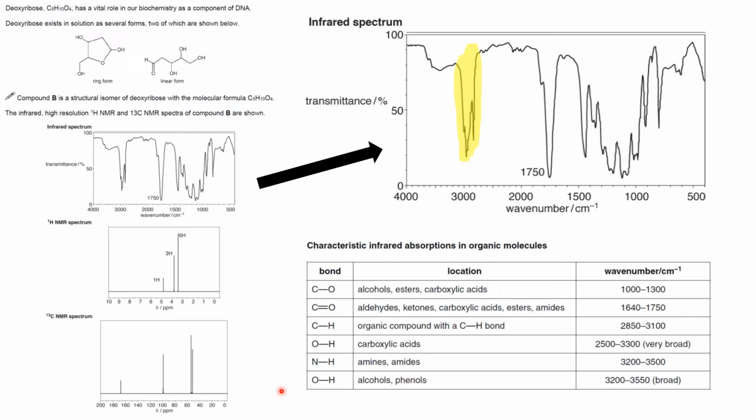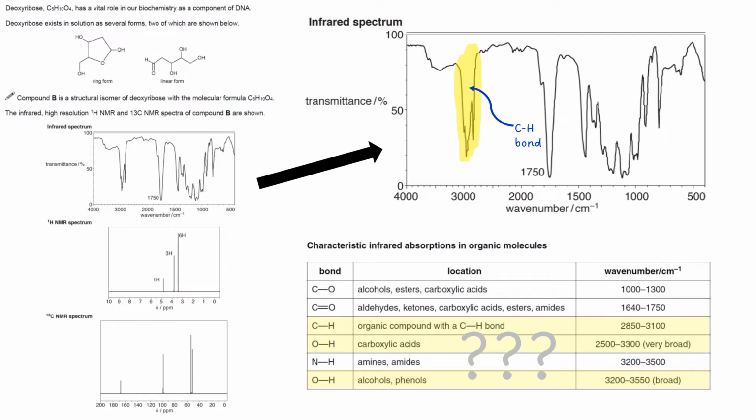So let's do this one first, at 3000. There are several different options. We've got C single bond H, we've got O single bond H for carboxylic acids, or we've got O single bond H for alcohols. They all fall into roughly where this is. So we need to look a bit closer to confirm which one it might be. I'm going to go for the CH bond.